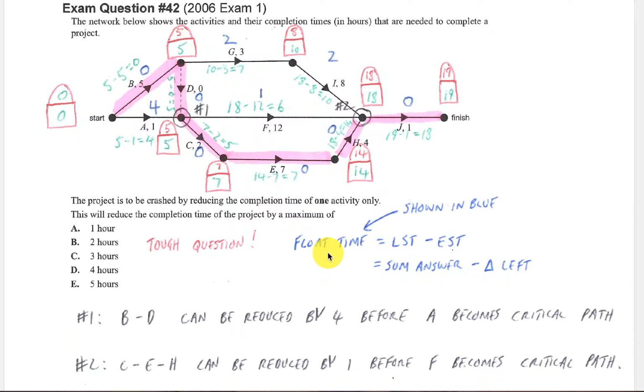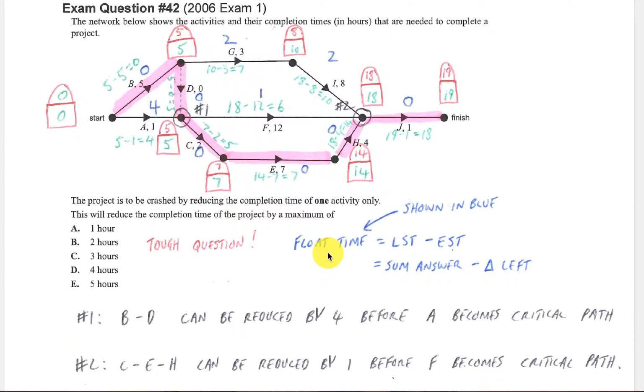This is just a quick little video explaining crashing. The best example of that is from our exam question booklet, looking at question number 42. The whole idea about crashing is trying to reduce the critical path and therefore the amount of time that it takes to complete a job.